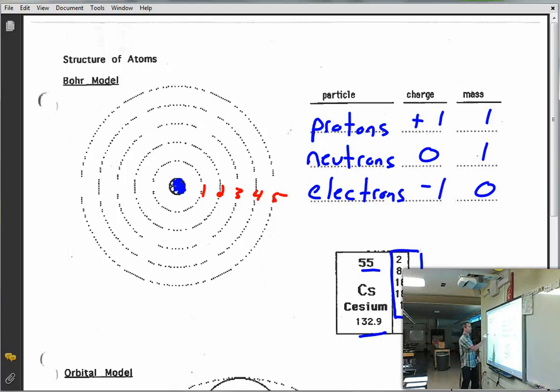So we have 2 in the first energy level. Remember, electrons fill the lowest energy levels first, then we move outwards. The second energy level, you can see, has 8. So I'll underline that so you can see 2, 3, 4, 5, 6, 7, and 8. The third energy level, remember, can hold up to 18 electrons.